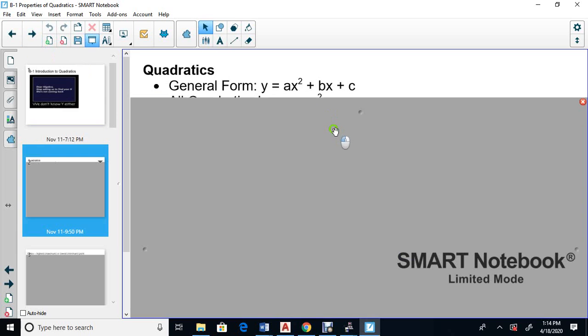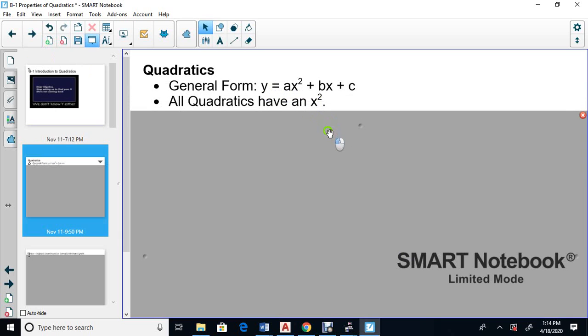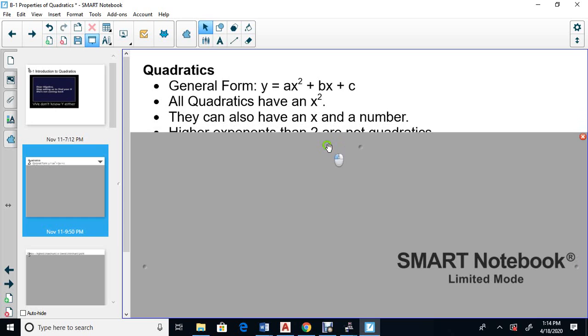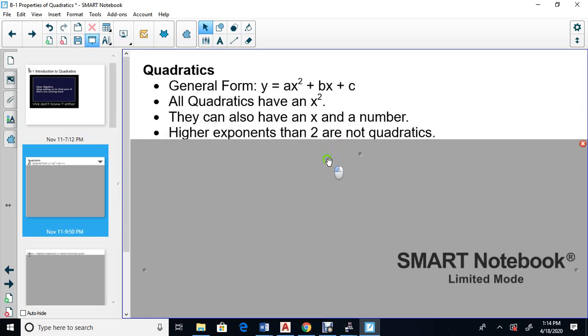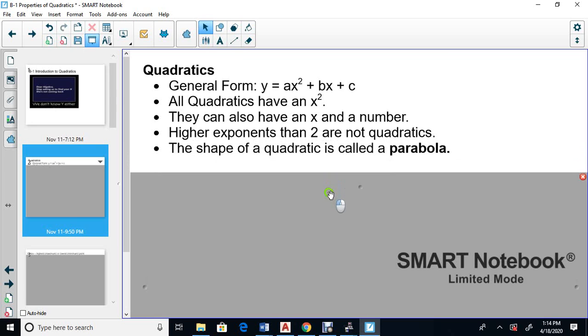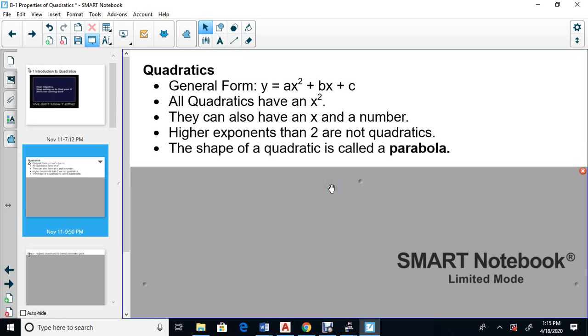Quadratics. Okay, the general form of a quadratic is y equals ax squared plus bx plus c. All quadratics have an x squared. Okay, they can also have an x and a number. Exponents higher than 2 are not quadratics. The shape of a quadratic is called a parabola.